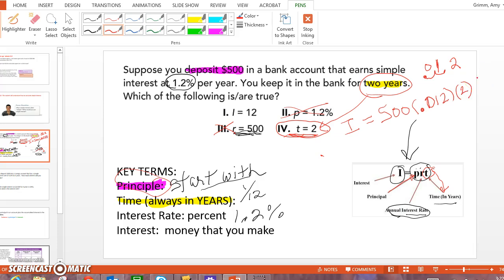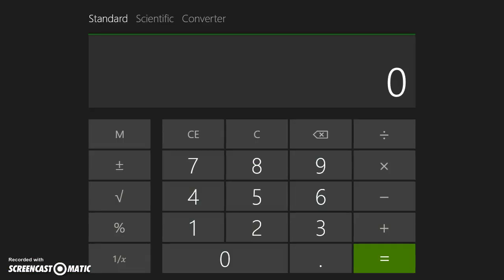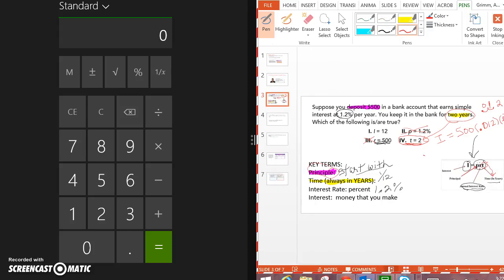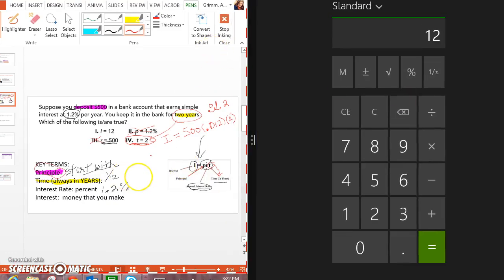Okay, so let's pull up my calculator. Now I've pulled up my calculator, and I'm going to do 500 times 0.012 times 2 years, and I get a total of 12. So I come back over here and say, after I multiplied all those together, I got 12, and that is true. I'm going to pause this video and make sure it's recording before I keep going.